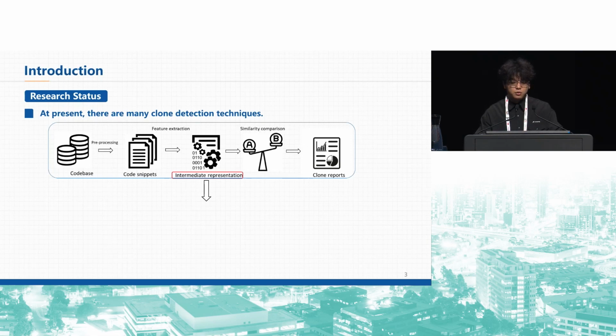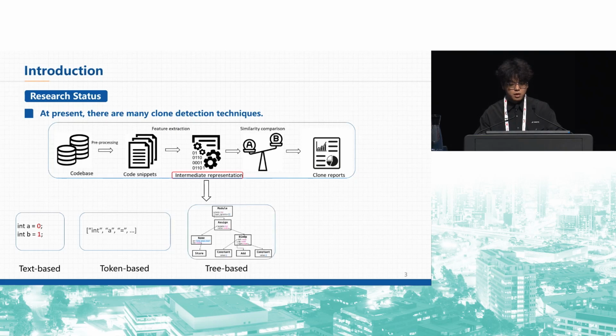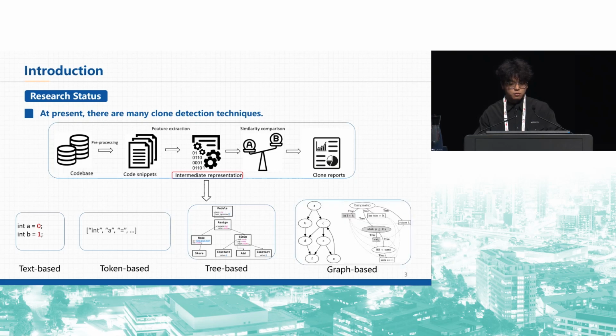Besides, according to different intermediate representations, code clone techniques using source code text content for similarity comparison are classified as text-based, using token sequences as token-based, using abstract syntax trees as tree-based, and using control flow graphs or program dependency graphs as graph-based.